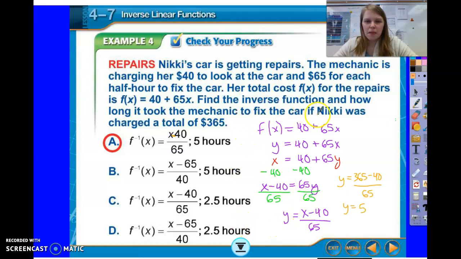And then it says, find the inverse function and how long it took the mechanic to fix the car if Nikki was charged a total of $365. Originally total cost was f of x, but since we switched those, we put f of x, or y, we switched the spots, and so now what we would do is instead of plugging 365 in for here, in our new equation we would plug 365 in for x. So I put 365 in for x, and then I solved this part of the equation, so I plugged this into a calculator, 365 minus 40 divided by 65, and I got 5 for this.